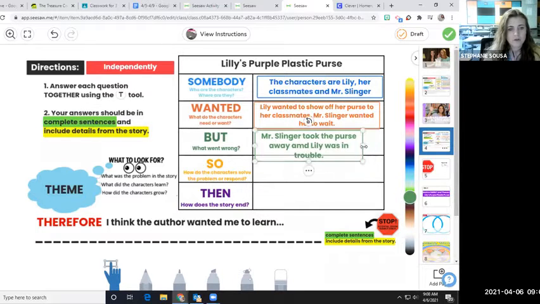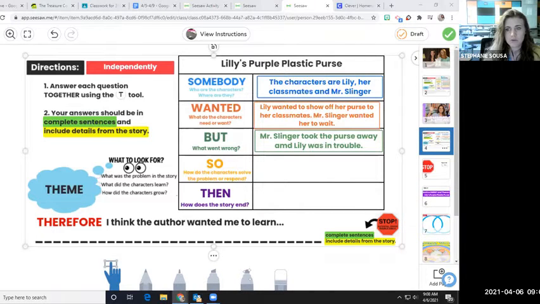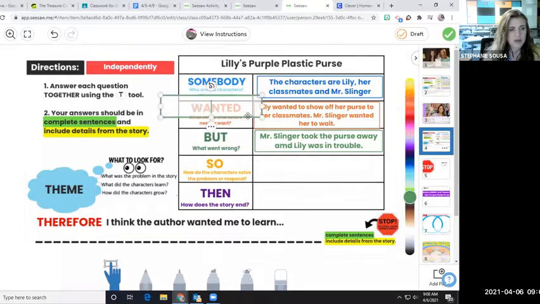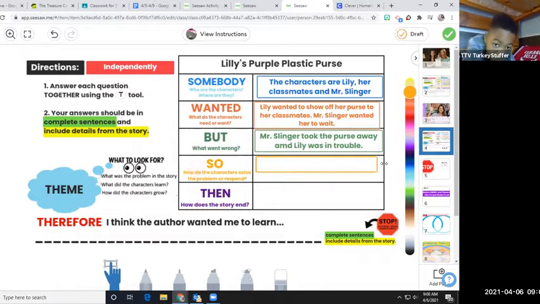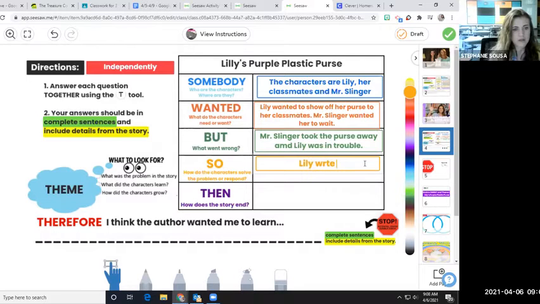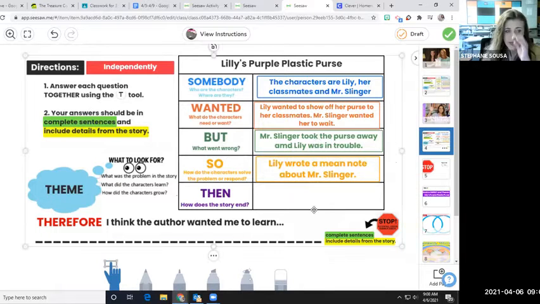So how did the characters respond? Miss Lily wasn't too kind. What was her response choice? What did she do in response? Terrence, what did Lily do in response when Mr. Slinger took her purse away? What she did in response is she wrote a bad note to him. Lily wrote a mean note about Mr. Slinger. There was a picture that was not too kind of him, and there were some words that weren't too nice. Then how does the story end?